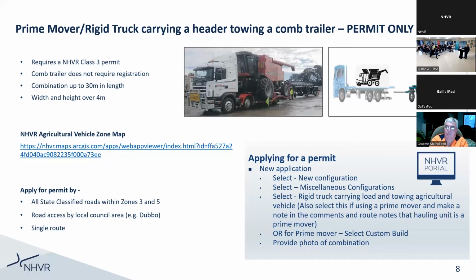Alternatively, if you didn't want to request the zone and you're just doing one single route, you could apply for a single route application for this combination. We just wanted to raise this because we've had a lot of people not realising that they do need a permit for the combination type. To help with harvest season coming up, the earlier we can get this application, the better. Also, when you submit this application, if you can provide a photo of the combination, it does assist when processing.